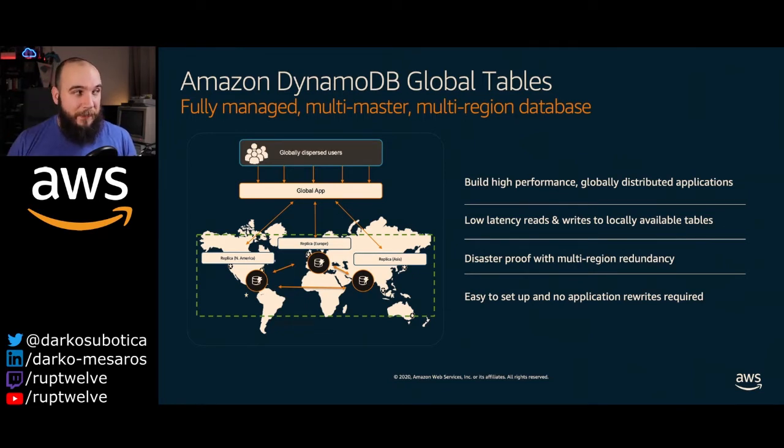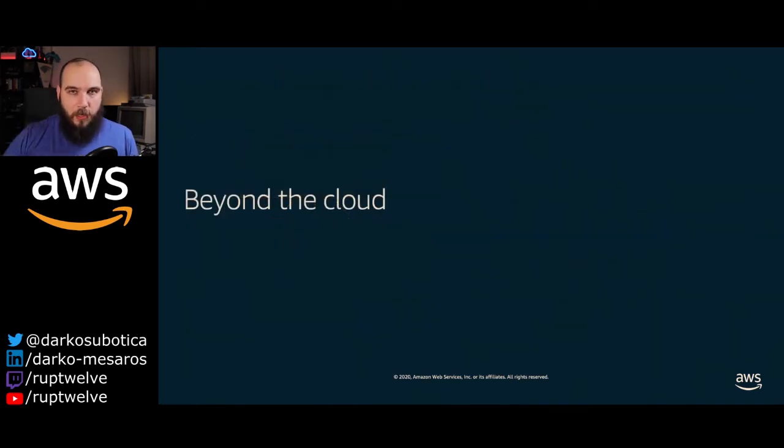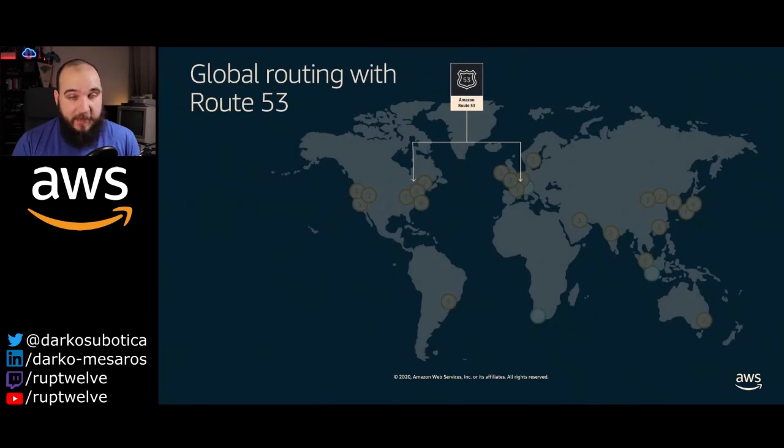So the simplest way you can have this globally available database is through DynamoDB global tables. It works through DynamoDB tables, DynamoDB streams, etc., but it's a really nice way to set it up. If we go beyond the cloud or above the cloud, what other serverless service can help us achieve global presence? DNS. DNS is one of the crucial things we need to think about when designing global systems.